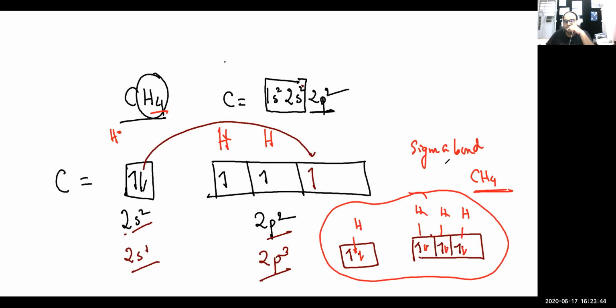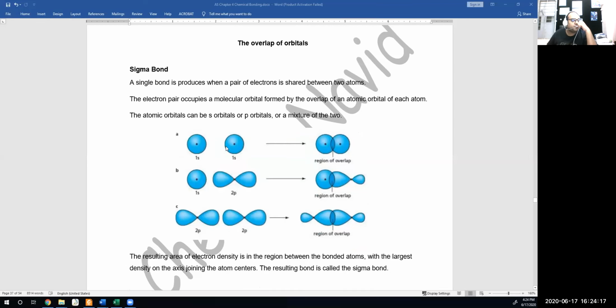Did you understand how sigma bond is formed? Sir, I did not understand a part. No, sir. So sigma is formed when an S orbital overlaps with an S orbital, an S orbital overlaps with a P orbital, and a P orbital overlaps with a P orbital, just like the one shown in the diagram. Are you able to see the diagrams? Yes, sir. Here you have an S orbital, here you have an S orbital, and when the S orbitals overlap, they form a sigma bond.